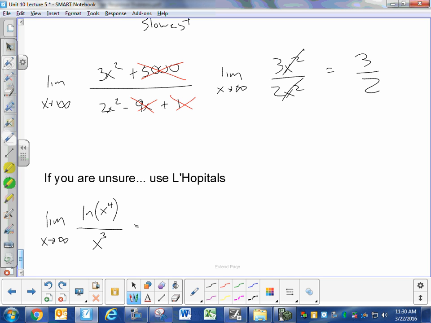We have the log of x to the 4th over x cubed. Now you see the log function and you're like, okay, that grows slowly, but we have x to the 4th, that's a larger power than x to the 3rd. Maybe you're not sure. Well, what you can do is take the derivative of the top and the bottom and evaluate that limit.